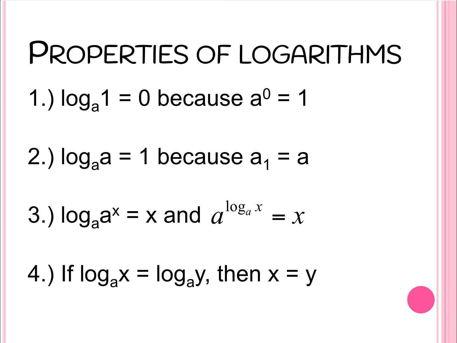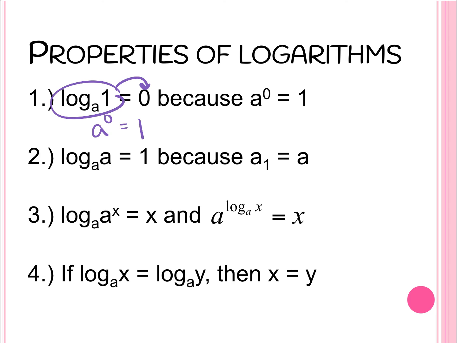All right, on the next page, we have some more properties of logs. So if I had the log of whatever base of 1, that is equal to 0. Because if I put this in exponential form, my base would be a, my exponent is 0, and it's equal to 1. What is any number raised to the power of 0? 1. So if I take the log of any number, that's always going to be 0. So if I take the log with whatever base, the log of 1, it's going to be 0.